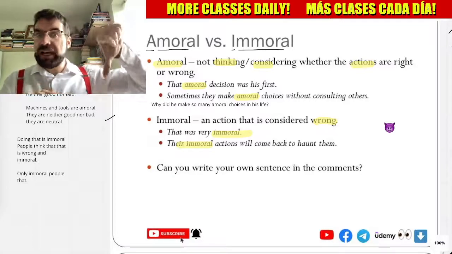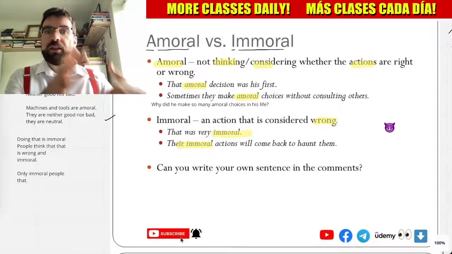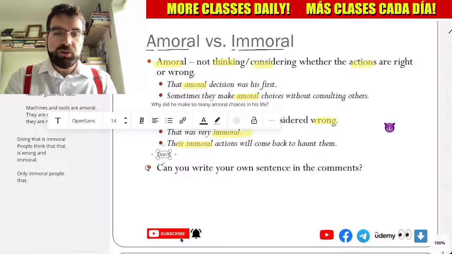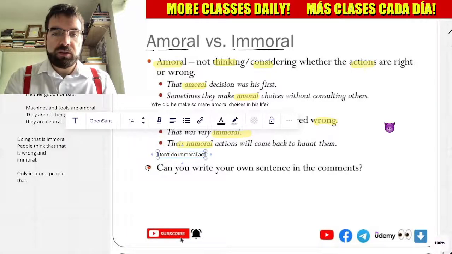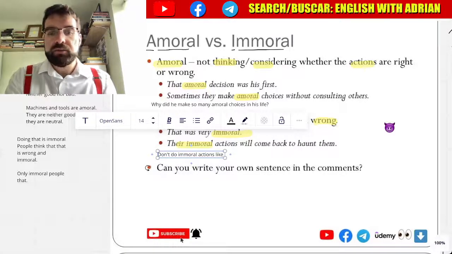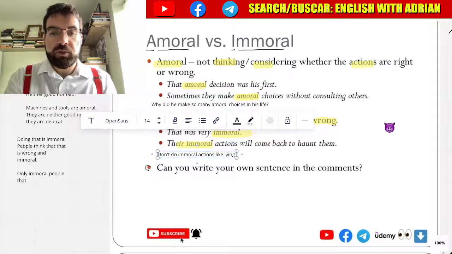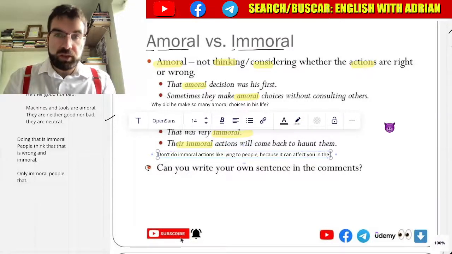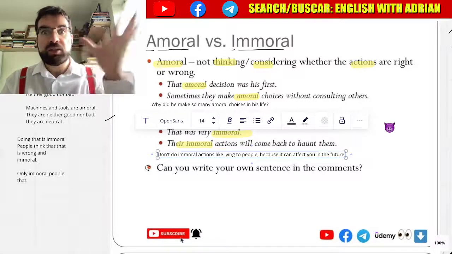Do something bad and wrong now, and in the future it'll affect you. It'll come back and haunt you. Don't do immoral actions like lying to people, because it can affect you in the future. It can come back to haunt you.